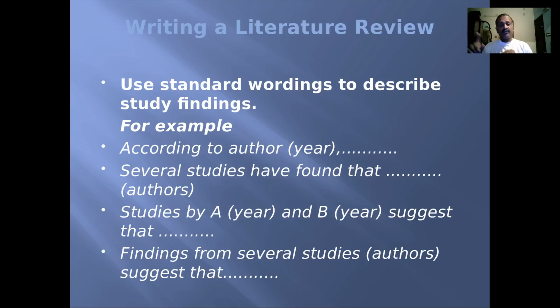So several studies have found that. You have to write whose studies they are. For example, Roy, Bina, etc. So these are the authors, these are the findings. Another method, the third method of writing a literature review, is studies by author A and year, and B year suggest that. So both the authors have got similar findings. So by author A and author B suggest that. And the fourth form is findings from several studies. Write the names of the authors suggest that. These are some of the standard formats for writing a literature review.